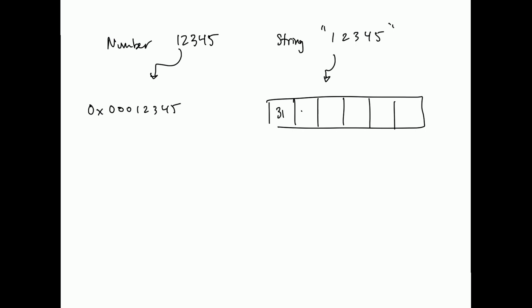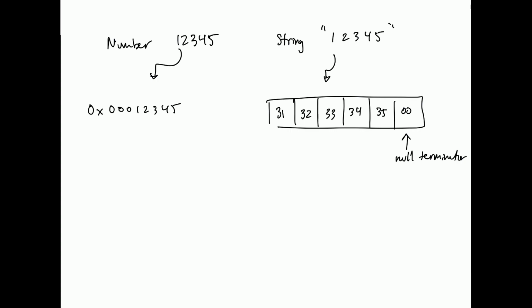31. Is that correct? Yeah. Hex 31. Okay, good. All right. So anyway, it would be stored as ASCII, right? Each character would be a separate byte, and there'd be a null terminator at the end.